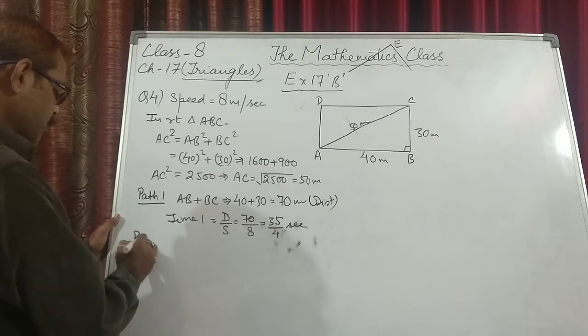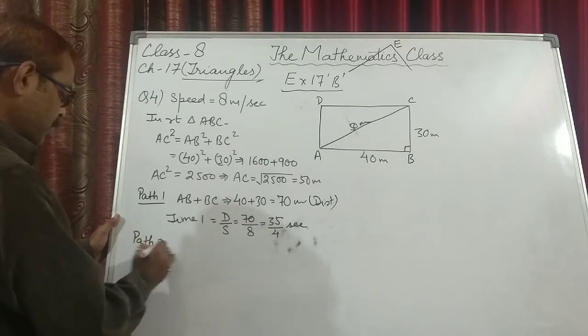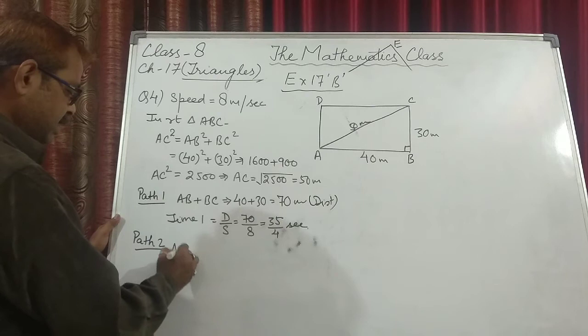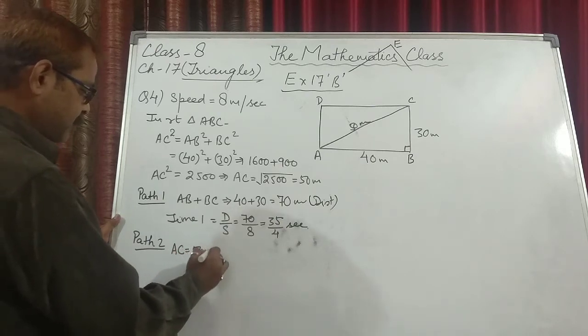Now we move on to path 2. Now path 2 is your AC, and that is given as 50 meters.